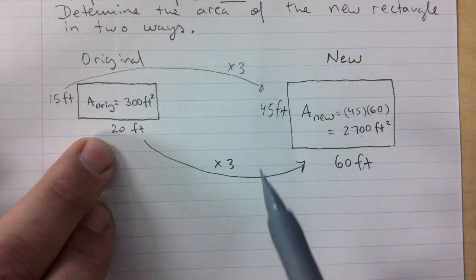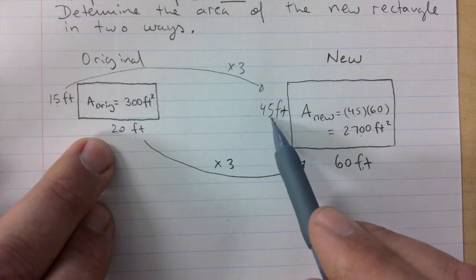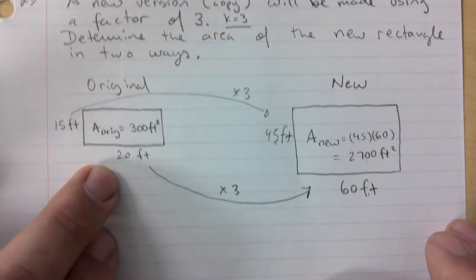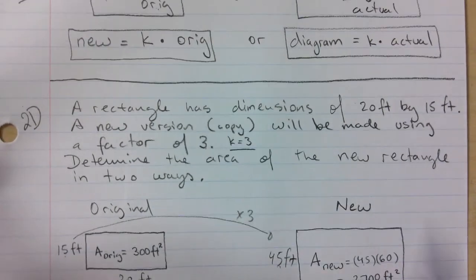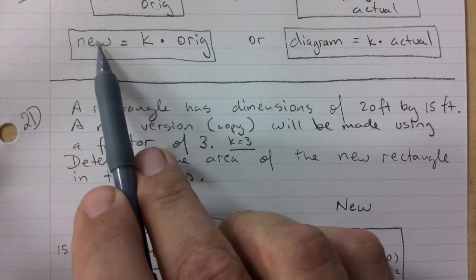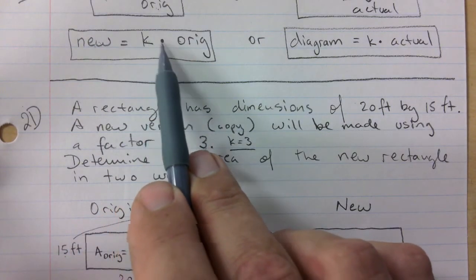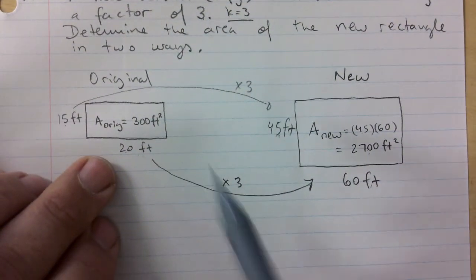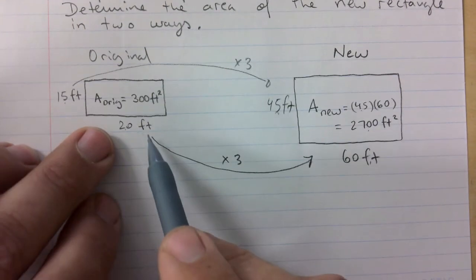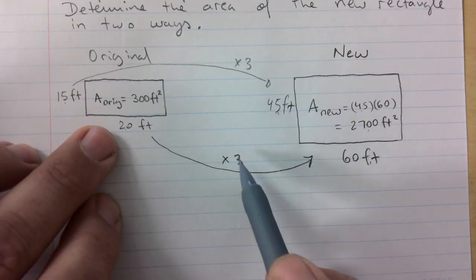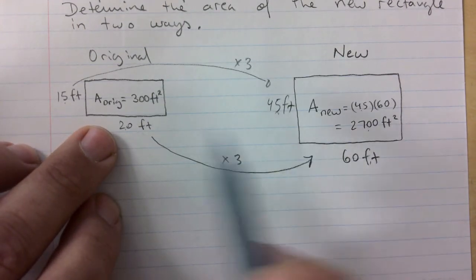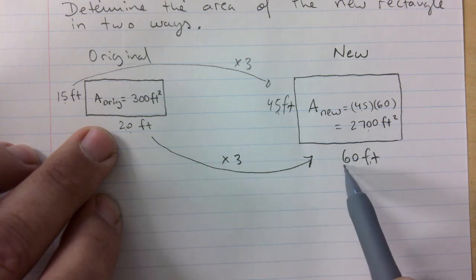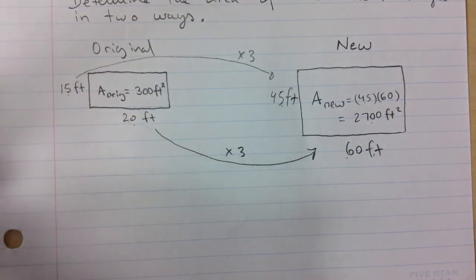In a sense, folks, how did I get this? I used this formula right here. I said the new width is going to be the scale factor times the width of the original. So that's how I got that. And the new length is going to be the scale factor times the length of the original, and I got 60. So you have that there.